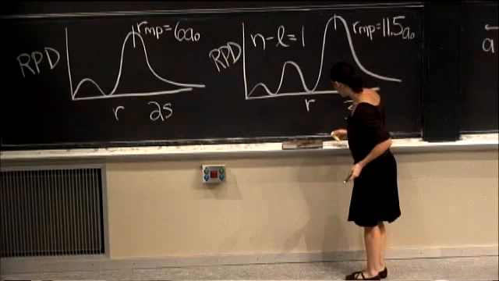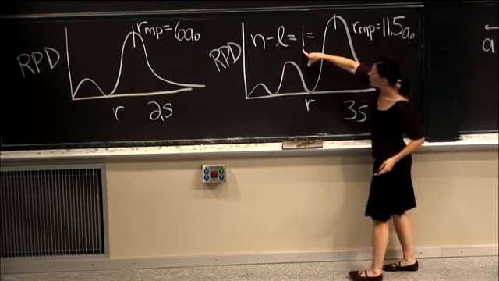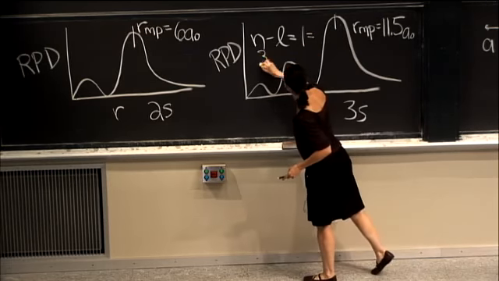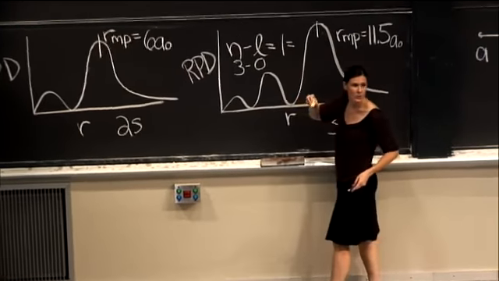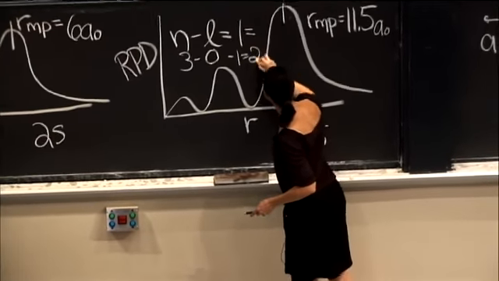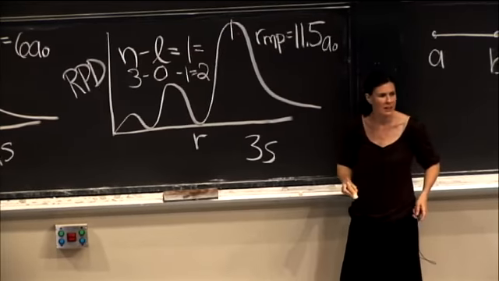Oh, I'm sorry. So it's n minus L minus 1. So here we have 3 minus L, which equals 0 because it's an s orbital, minus 1. So we have 2 radial nodes here.